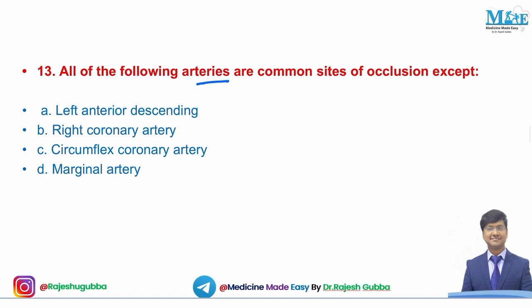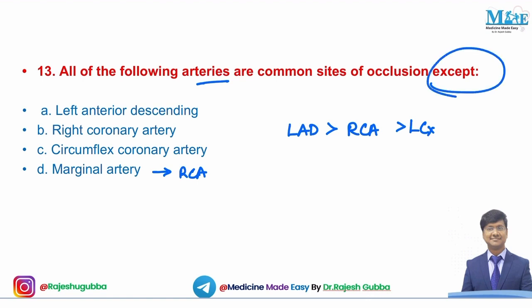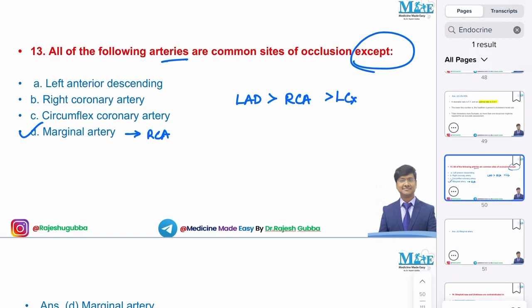All of the following arteries are common sites of occlusion except left anterior descending artery, right coronary artery, circumflex artery, marginal artery, which is also the branch of the right coronary artery. So if you see the occlusions, the most common vessel which is affected in the occlusion is left anterior descending artery, followed by that right coronary artery, followed by that the left circumflex artery. The one where the occlusion does not occur except, that will be your marginal artery. Okay, it is least common or does not occur at all. Okay, so but the most common will be LAD, left anterior descending artery. Next question.